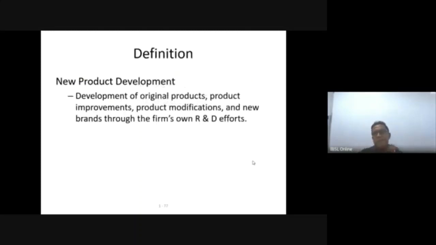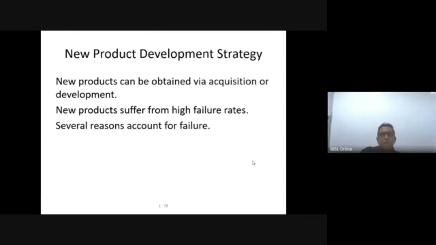Then look at the next topic under the product, new product development. Development of original products, product improvements, product modification, and new brands through the firm's own R&D effort. New product development includes development of original products, or product improvements, or product modifications, or new brands through the firm's own R&D. So remember why we need new product development, right? New products can be obtained via acquisition or development. New products suffer from high failure rates.